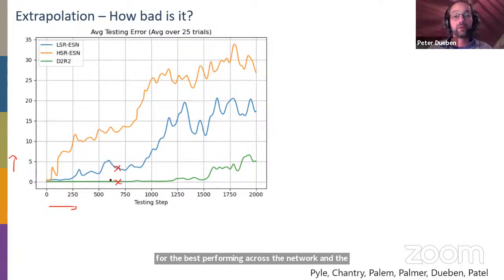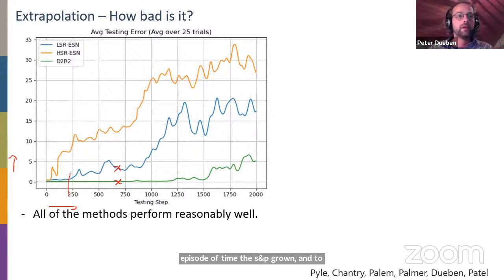What you should take away from this is that the Lyapunov time is somewhere around here. So the models perform actually quite well learning the system, because at the first Lyapunov time, the error hasn't really grown to a large extent. So that's good news. All methods perform reasonably well.